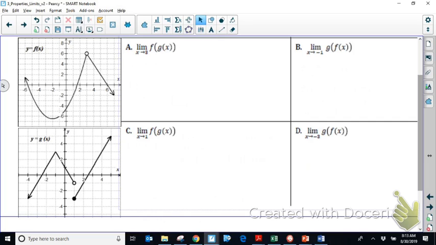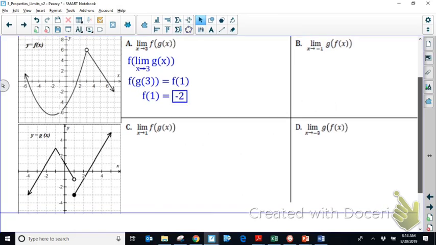For part A, I'm really going to evaluate function g as x approaches 3. As x approaches 3 on function g, that gives me a 1. So the output of g becomes the input of f. Now I'm going to evaluate function f at a 1, and that puts me at a negative 2. So at this point, guys, go ahead and pause the video, work out the last three, and when you have your answers, come back and check your work with mine.